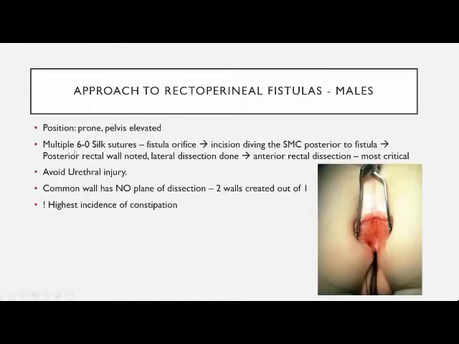So with the prone position, multiple 6-0 silk sutures are taken at the fistula orifice, and an incision dividing the sphincter muscle complex posterior to the fistula is done, and the posterior rectal wall is visualized. Lateral dissection is done, followed by anterior rectal dissection, which is most critical to avoid urethral injury. And the common wall has no plane of dissection. Two walls have to be created out of one.